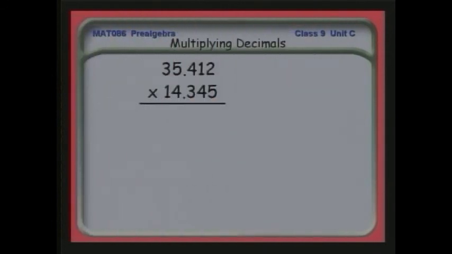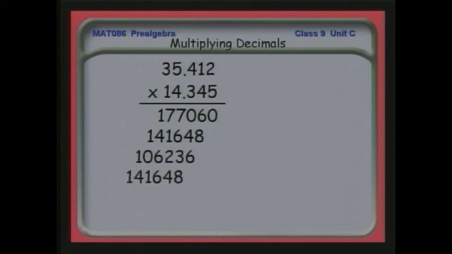Let's look at something really complicated. 35.412 multiplied by 14.345. I'm just going to zip through this multiplication. It's a monster, but those are 2 huge numbers.